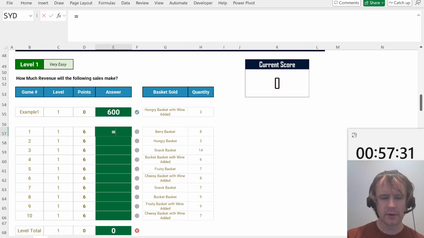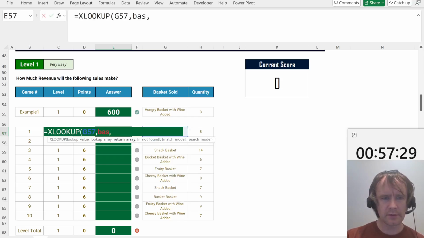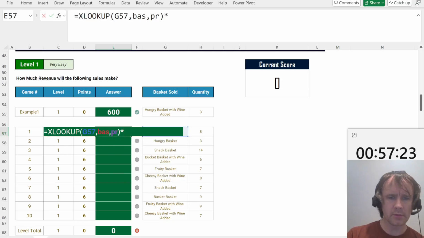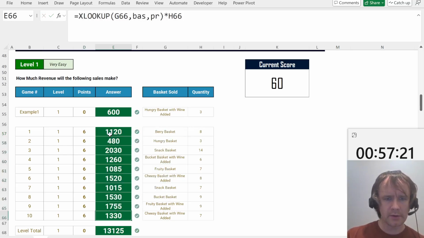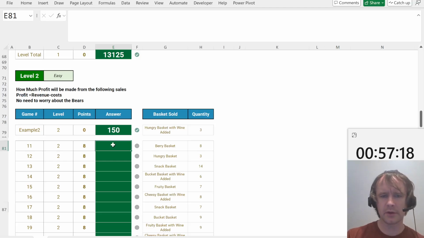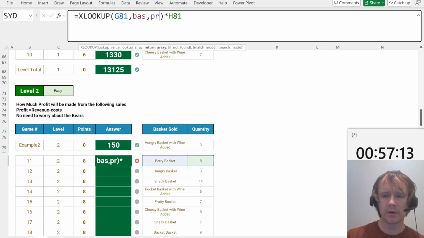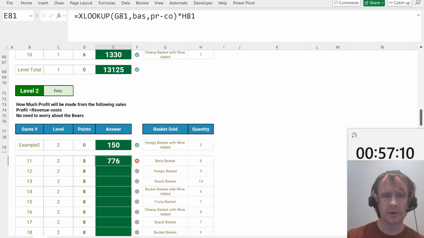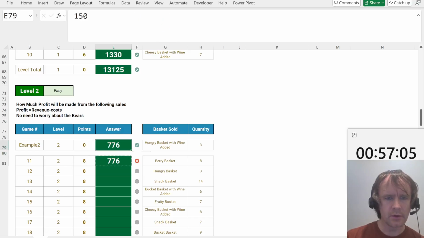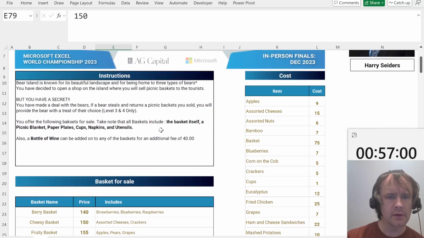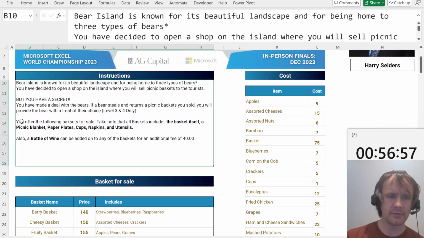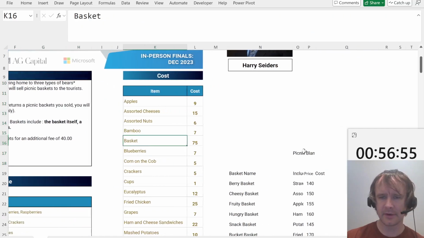So it should be XLOOKUP this in basket, returning from, what are we looking for? Revenue, so returning from price, multiply by quantity. Yes, happy days. How much profit? Okay, so same as above, but now we want to return from price minus cost. Right, that's not good. Okay, yeah, so that does suggest that. Let's see. Oh, the basket itself. There you go. Plus a pick. Blah, blah, blah. Okay, so basket. I knew it was meant to be 100.